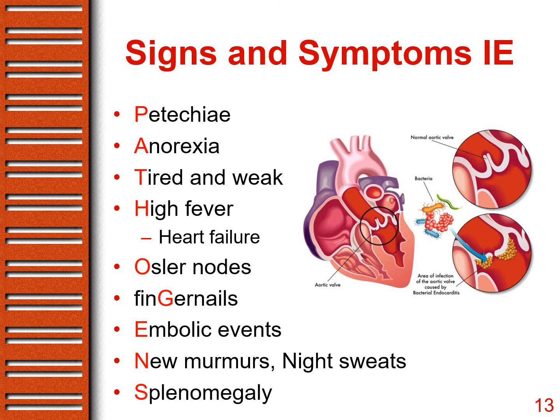T is for tired. H is for high fever, or H can also be for heart failure. And then O is for the Osler nodes, the peripheral manifestations. G is for fingernails. E for embolic events. And N is for new murmurs, or N can also mean night sweats. And then S would be for the splenomegaly.